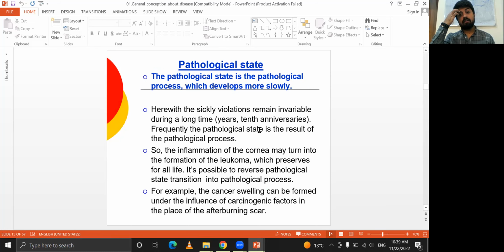The pathological state is a pathological process which develops more slowly, day by day, and the morbid violations remain invariable for a long time. Frequently, the pathological state is the result of a pathological process. For example, inflammation of the cornea may turn into the formation of leukoma. Also, a cancer swelling can be formed under the influence of carcinogenic factors, like in the place of a burn scar.